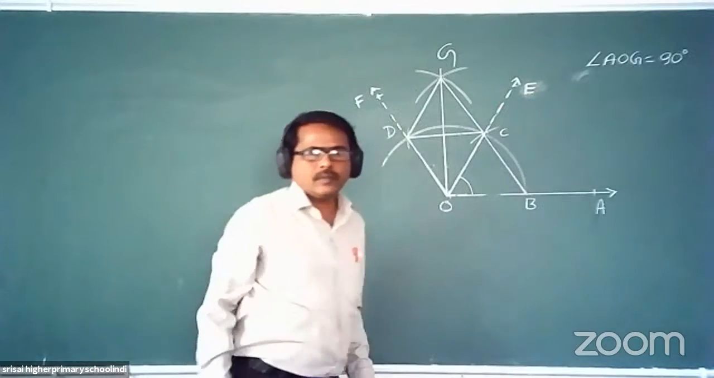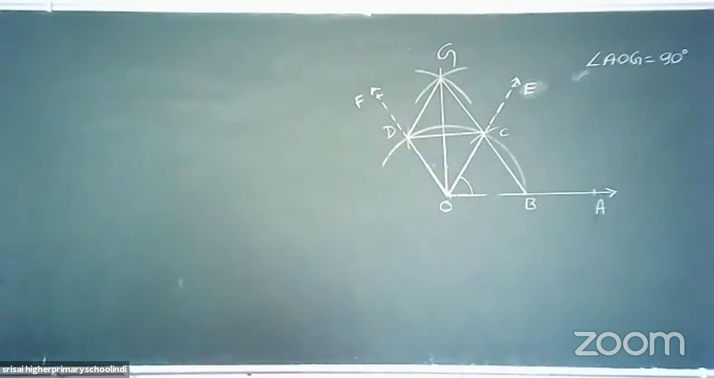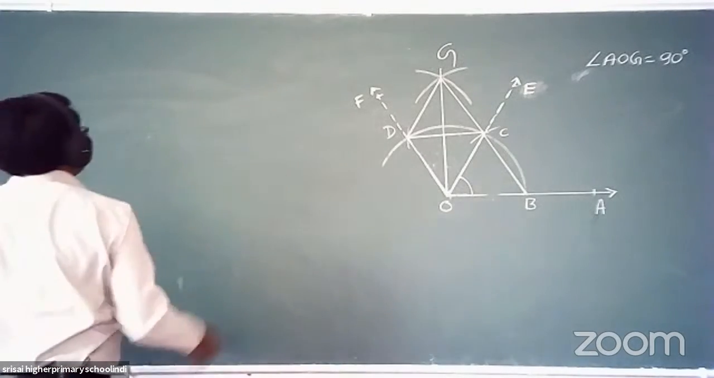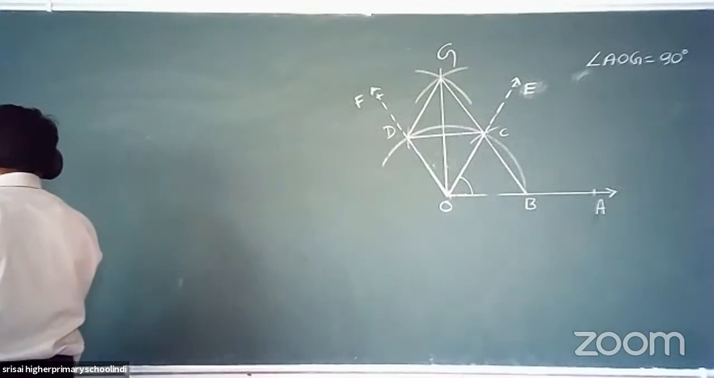90. You understood very clearly? The remaining steps I won't write, only the justification I'll write. Justification. We shall write the justification. Okay? So now, justification.